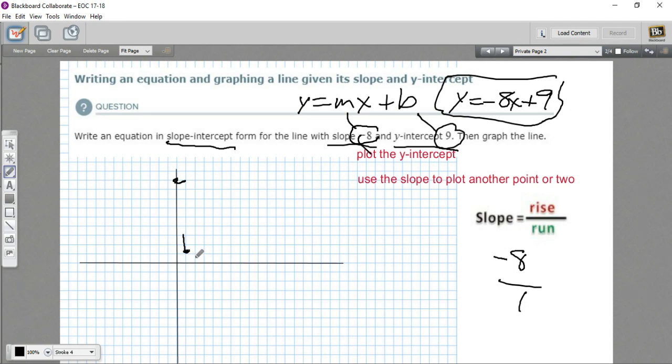And I can do that again. Might as well do a third point just to check. Over 1 and down 2, 4, 6, 8. All right. Once we've got those points plotted, we can just sketch our line through them.